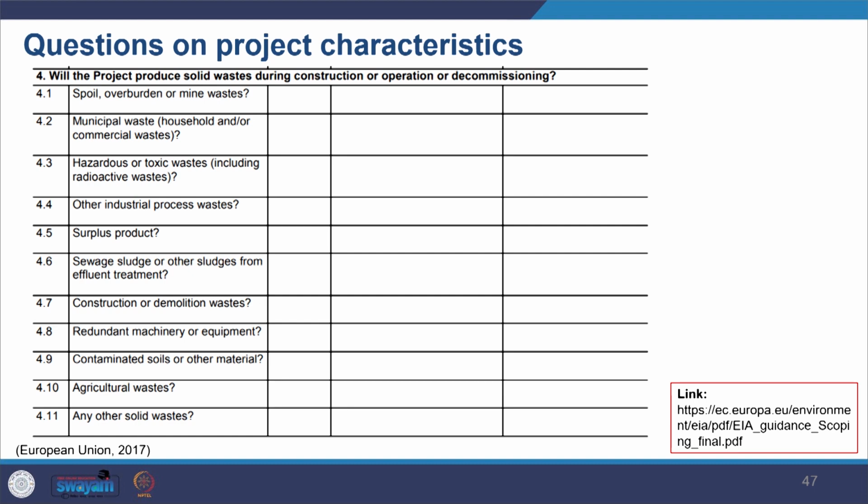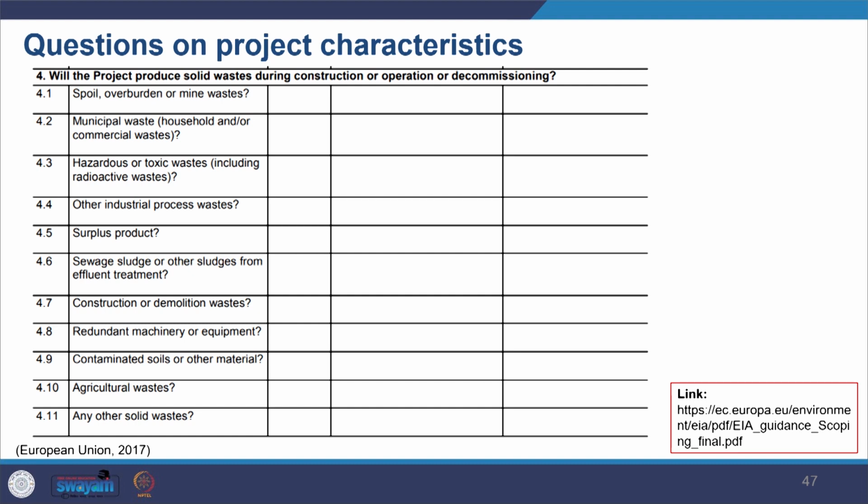So for all these, you look at whether you will be using it, yes or no, what will be the characteristic of the project environment, will it be affected or not, and then what will be the significance of it. So these kinds of checklists are used at the scoping stage to look at the resource efficiency.